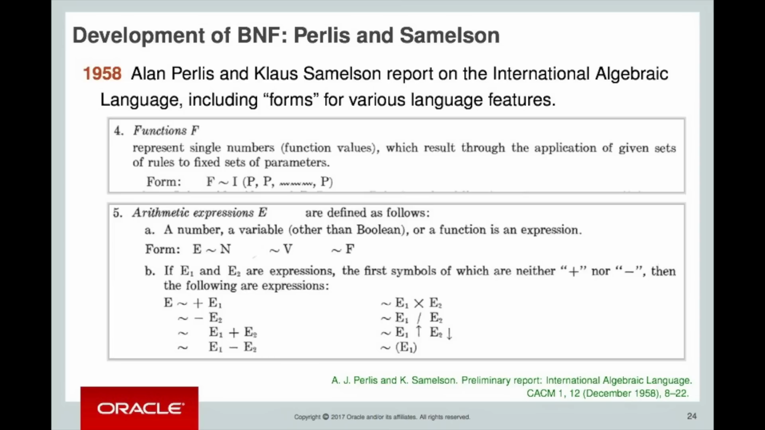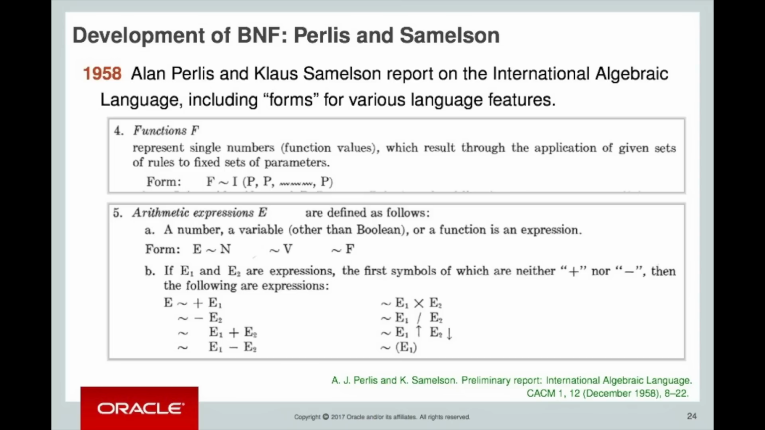And if you look at the bottom of the first box, which describes function, they say function, they really mean function call in our terminology. The form of a function call f is an identifier followed by a number of parameters. And notice this very interesting ellipsis notation. It's got 3 symbols, but instead of being dots, they're these funny wiggles. I love that. Then in the bottom box, you can see various forms of arithmetic expressions.